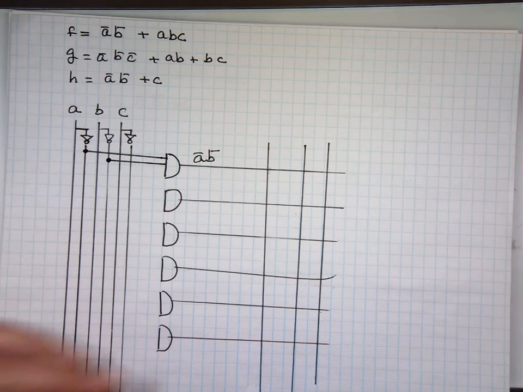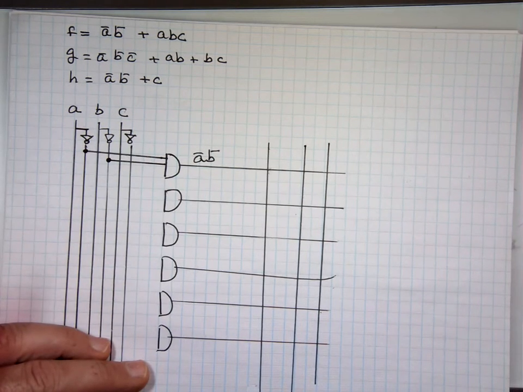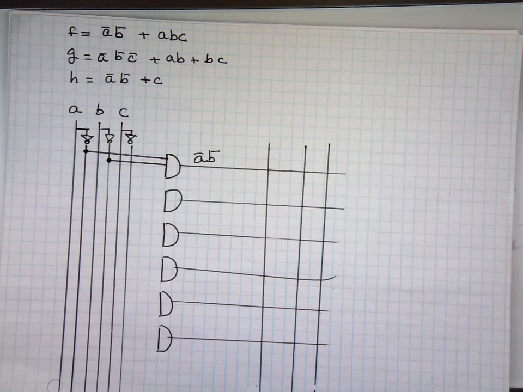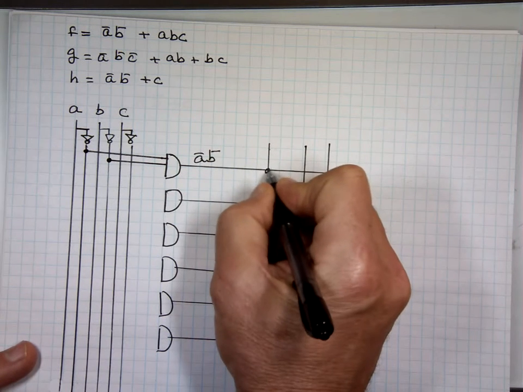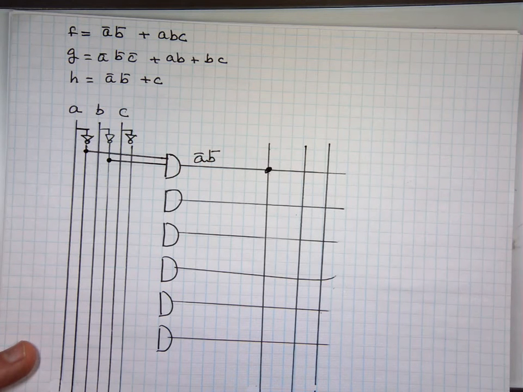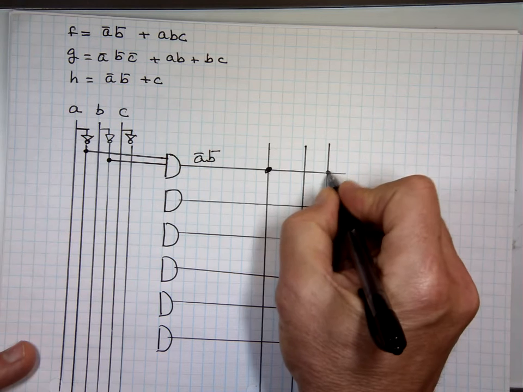This is F, this is G, and this is H. What's attached to that gate? F is attached to it. What else is attached to it? That's going to F, and it's going to where? To H.